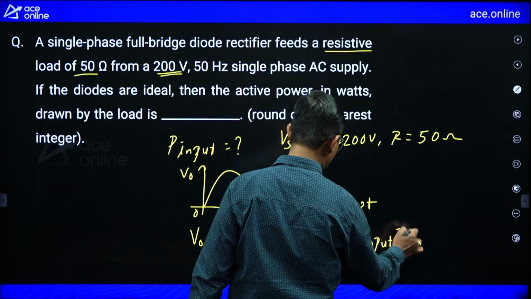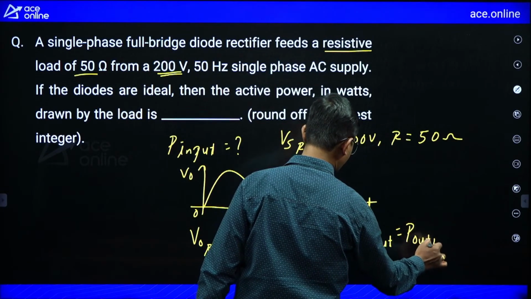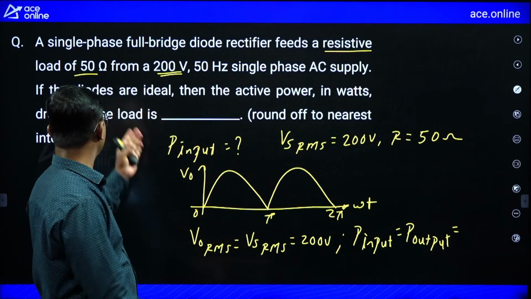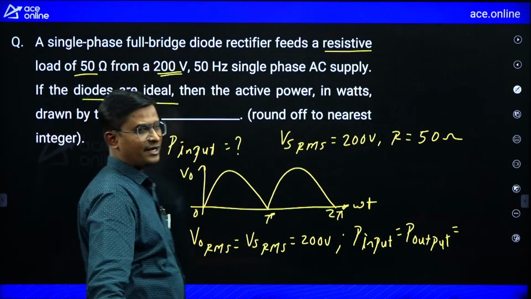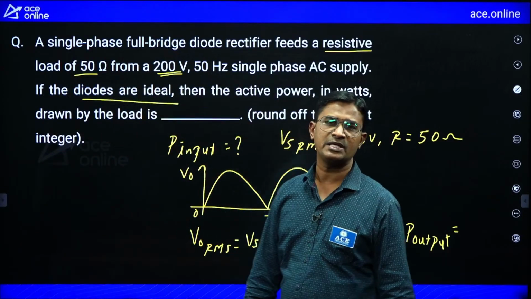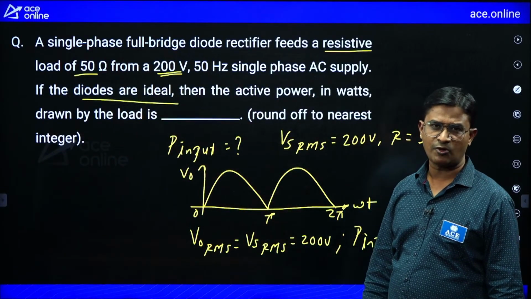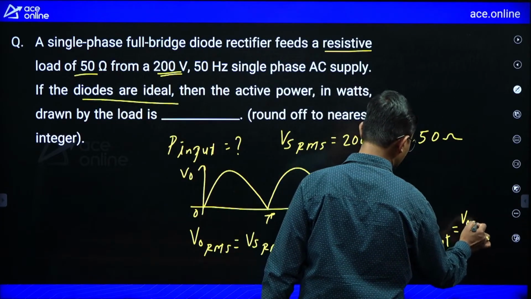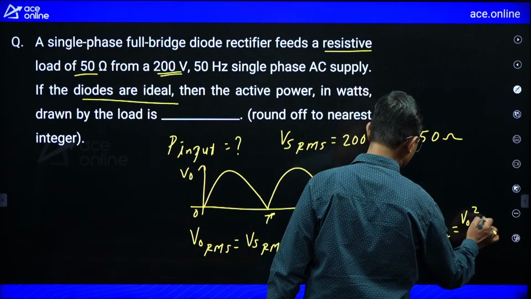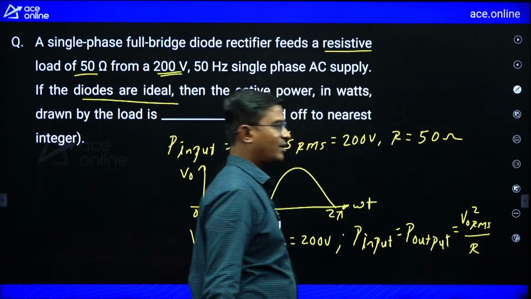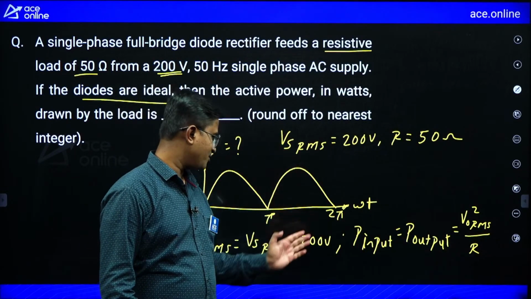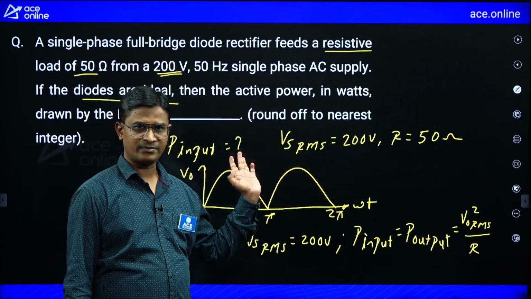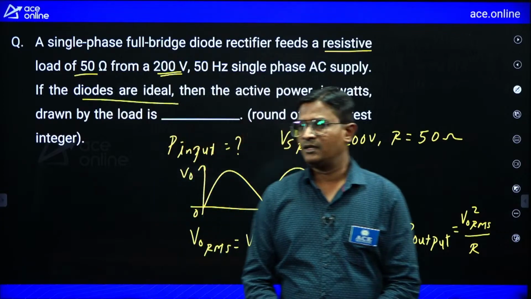Now can I find the P input, which is the same as the P output? Because in your circuit you have only ideal diodes. Diodes are ideal means power loss in the diode is 0. So my input power is equal to the output power. And how to write output power? V0 RMS square by R. So simply put the V0 RMS value here, 200 square by 50. You will get the answer for this question. Next question.